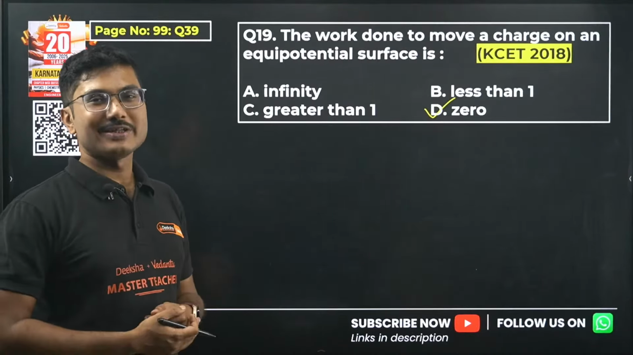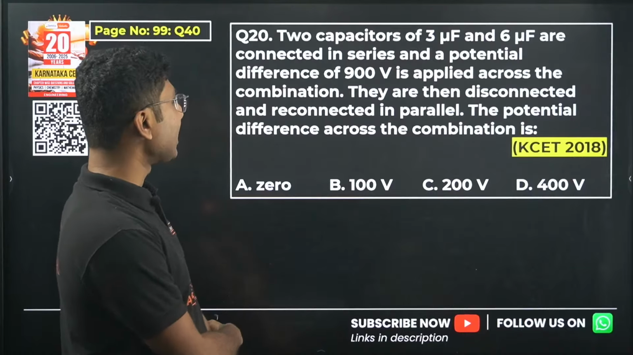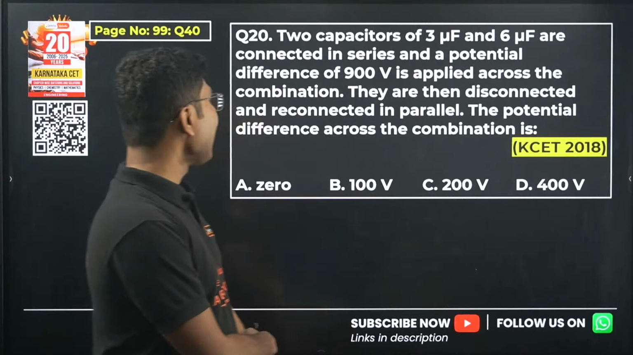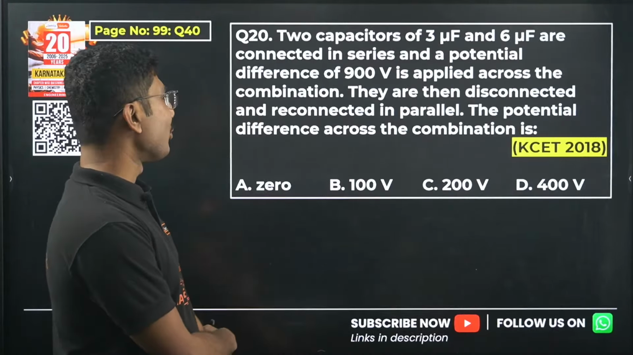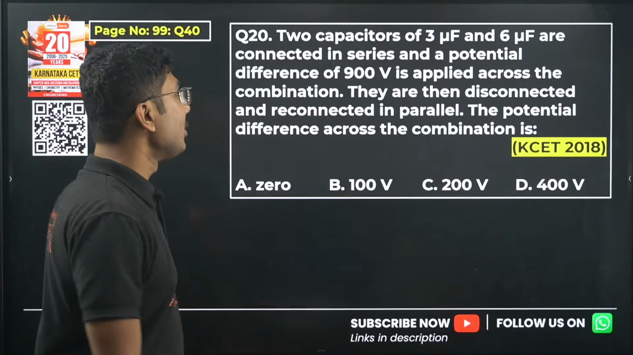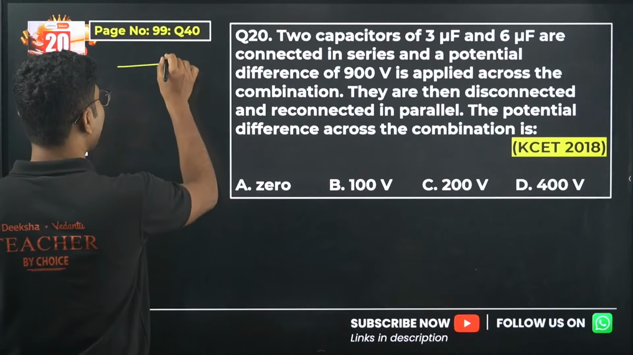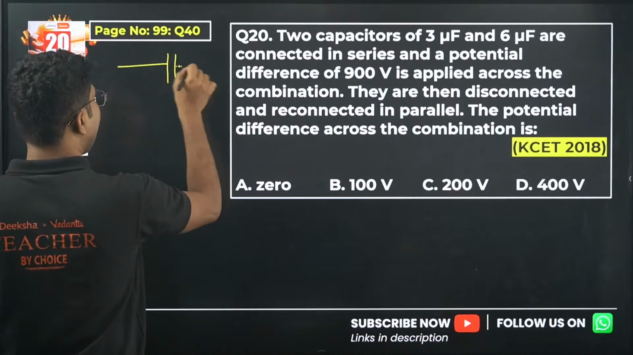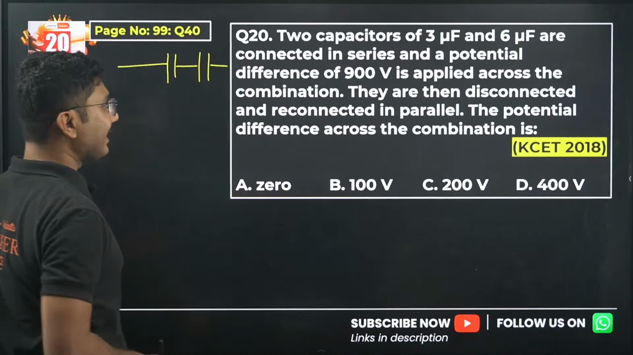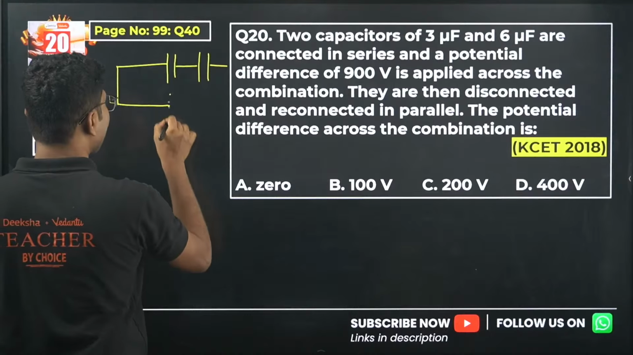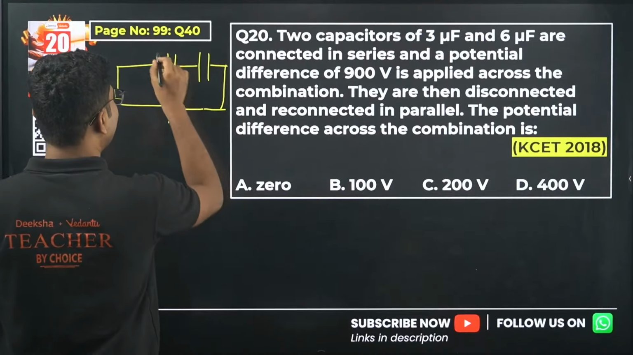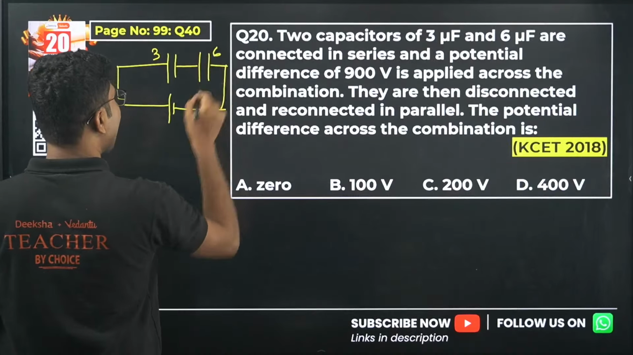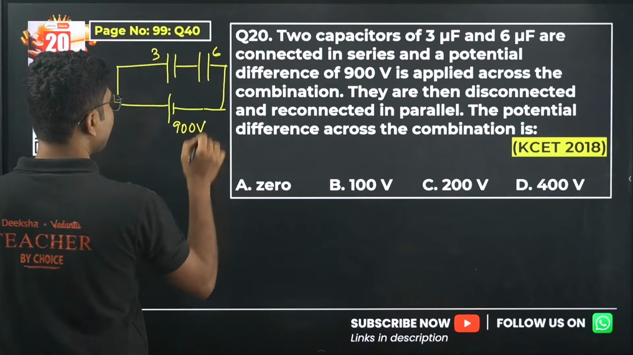Two capacitors of 3 microfarad and 6 microfarad are connected in series and a potential difference of 900 volt is applied across the combination. They are then disconnected and reconnected in parallel. The potential difference across the combination is? So we have two capacitors, 3 microfarad and 6 microfarad. They are connected in series and you connected them across the battery. This is a slightly tricky question. It requires some time. 3 and 6 and 900 volt is the voltage.